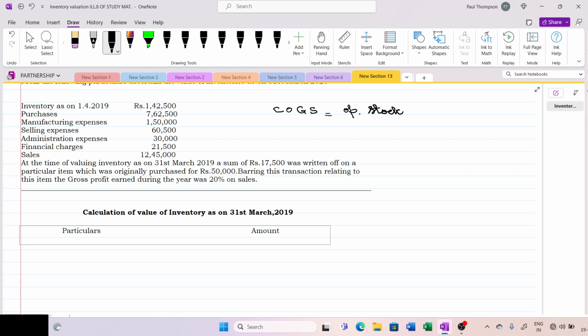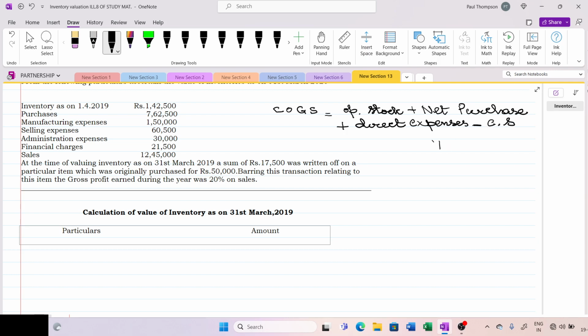plus purchases. This is your net purchases. Purchases less purchase returns. Then all your direct expenses. You must be knowing the direct expenses. What are the expenses that are directly related with the production and factory, minus closing stock. This is what our formula.